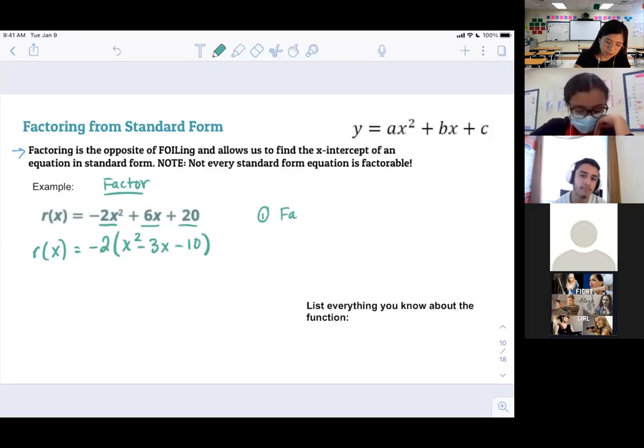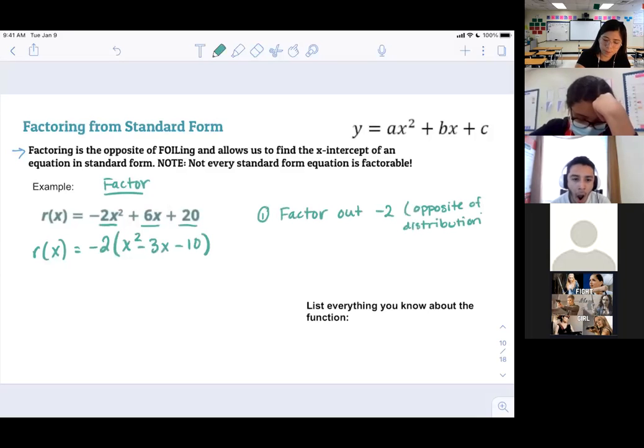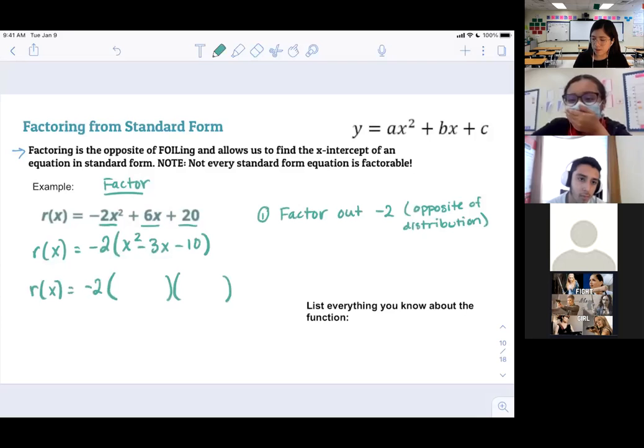So we factored out -2. This was the opposite of distributing, because if I distribute that -2, I'll go back to what I started with. Now that I've gotten rid of that -2, what I'm going to do is figure out how I can factor this trinomial. And that's what Perla was saying before. So the trinomial, you can split it up.